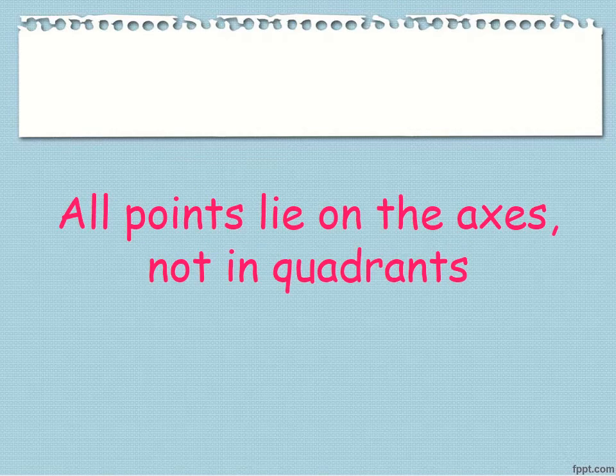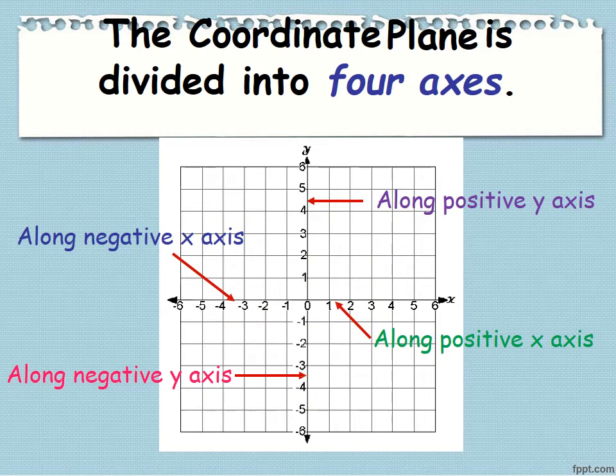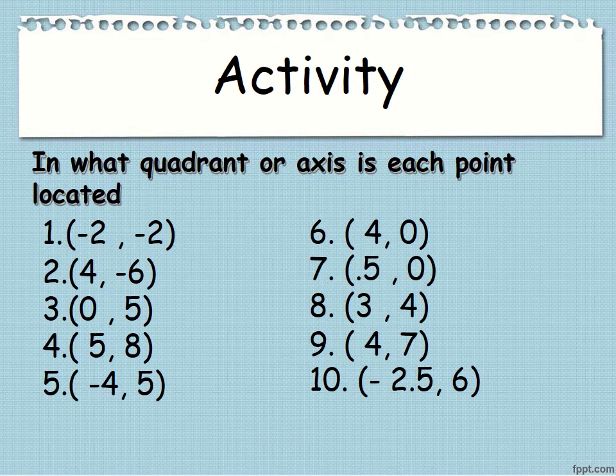All points lie on the axes, not in quadrants. Some points are not located in a quadrant; they are located on an axis. So if they ask where a point is located, you can say this point is located on the x-axis or on the y-axis. Now it's your turn. In what quadrant or axis is each point located?